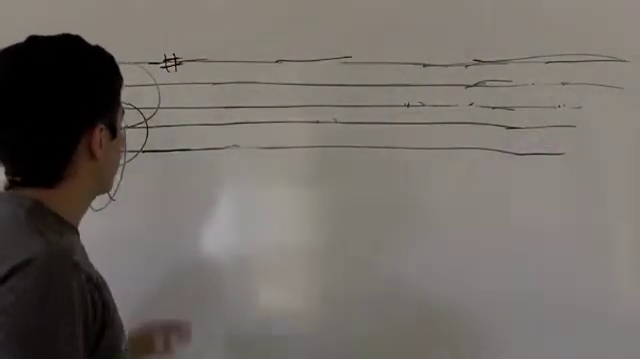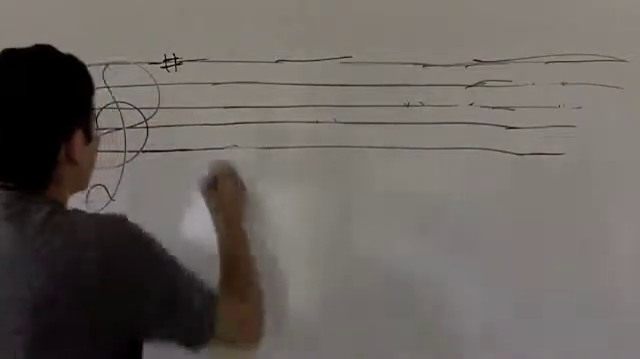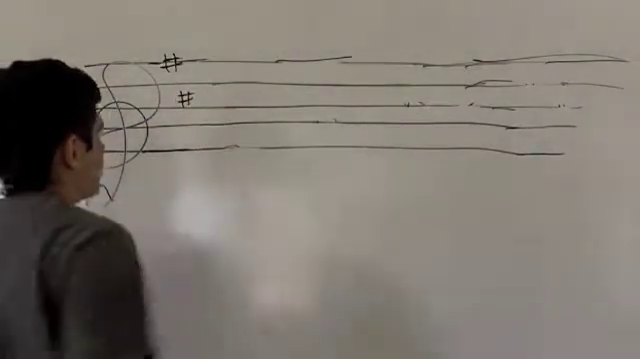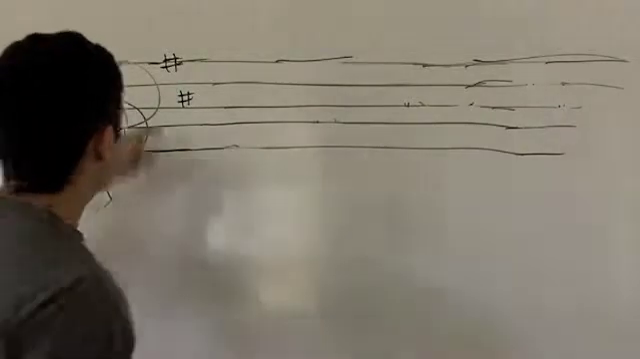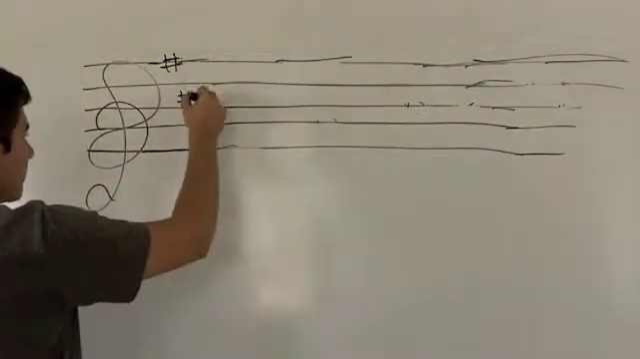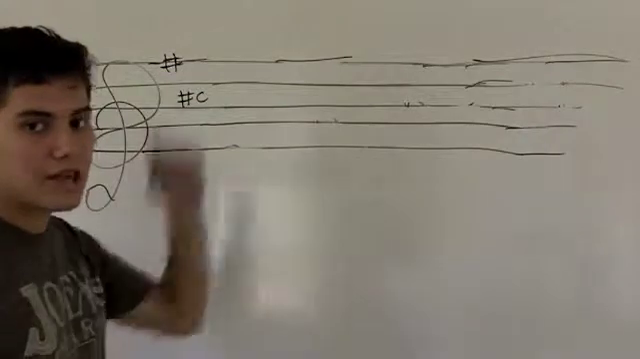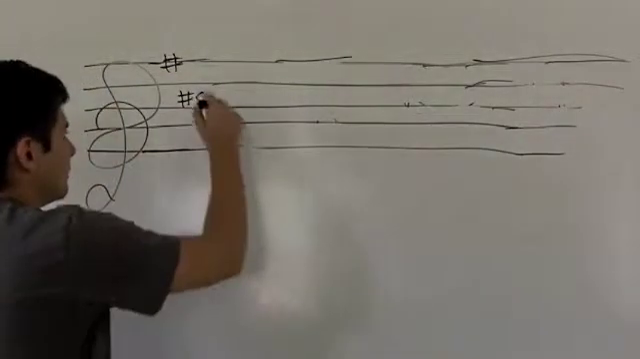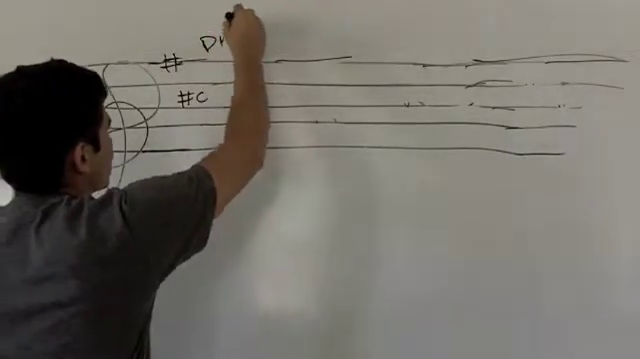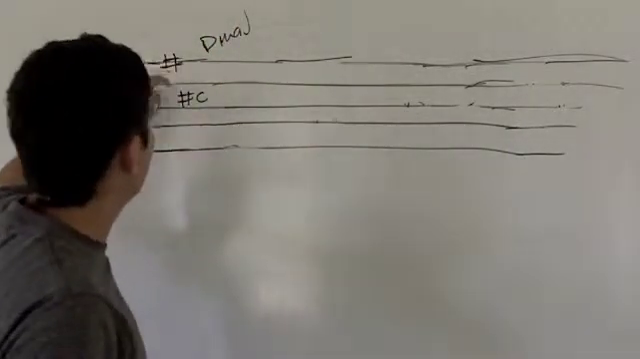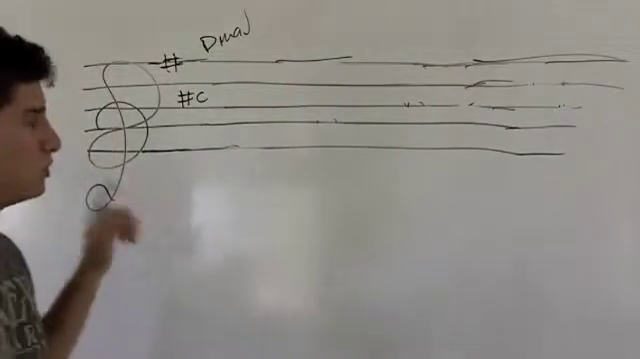The next sharp would then be on C. So now we have two sharps. What we do is we take the sharp closest to the right, which is C sharp, raise that up a half step. That would then be D instead of C sharp, and now we're in the key of D major. And what this means is that every F and every C in this piece is going to be sharped.